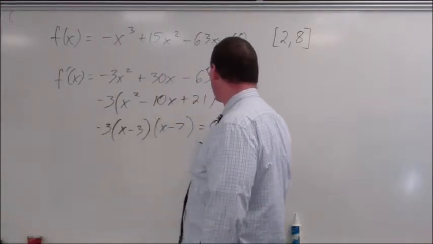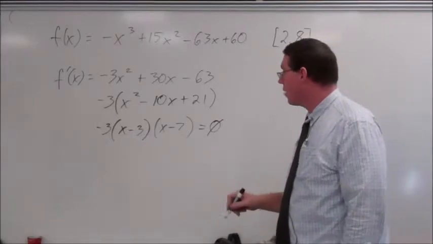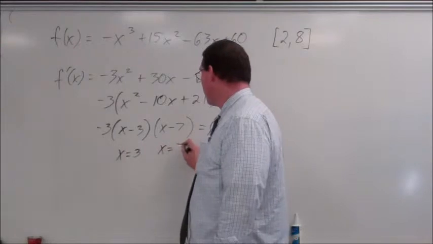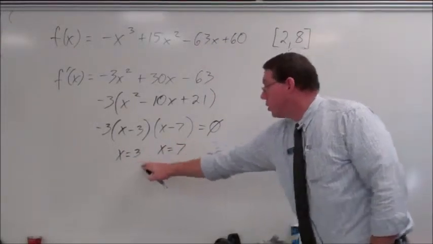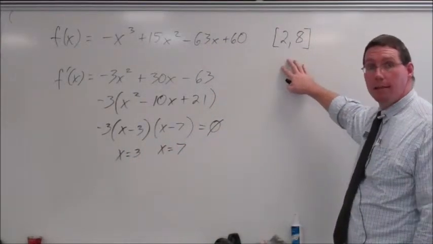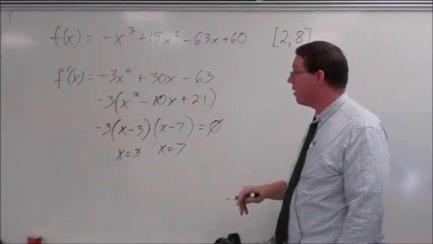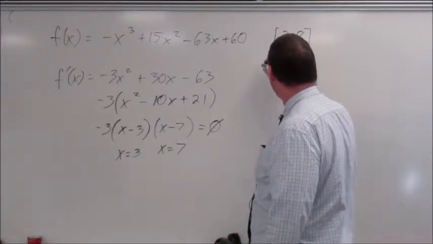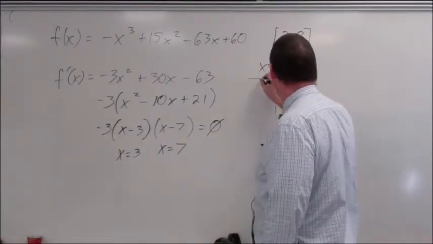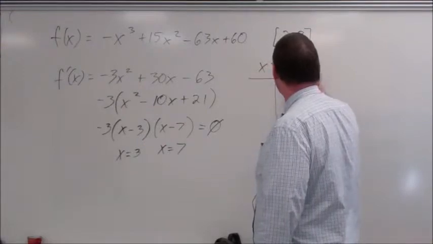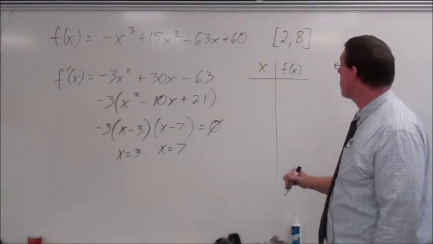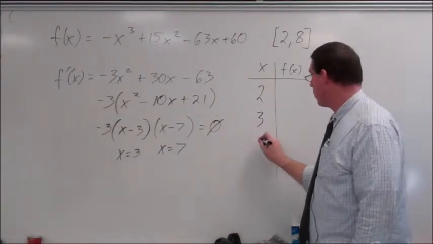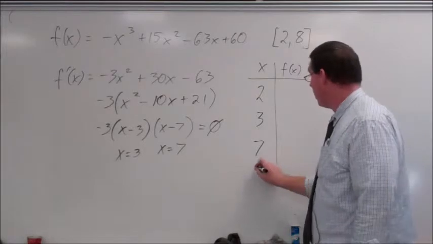And if I set this equal to 0 to find my critical points, I can see now that I have one critical point at 3 and another critical point at 7. Both of which are on the interval from 2 to 8. I don't have any points where it's not differentiable, so I can now start to create my table. I can have my x values and my f of x values to identify my maximums and minimums. I've got an endpoint at 2, a critical point at 3, a critical point at 7, and an endpoint at 8.